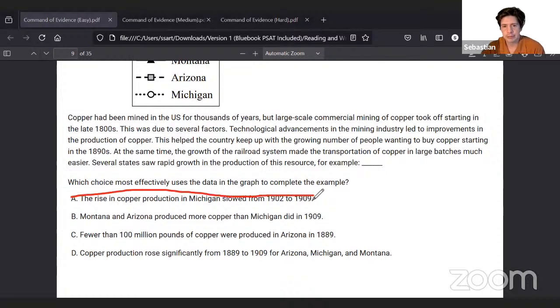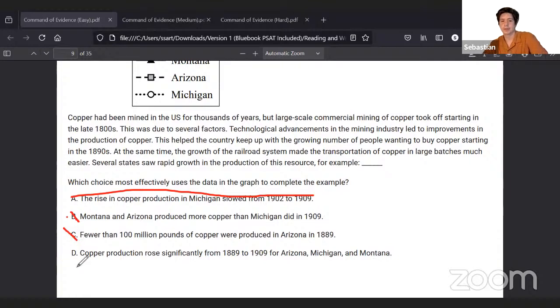B, Montana and Arizona produced more copper than Michigan. Again, that's comparing between two states when you want to compare all the states across time. So it's probably not that. C, fewer than 100 million pounds of copper were produced. Again, that's not about the growth. So even if that were accurate, it doesn't work. D, more than 100 million pounds of copper were produced in Arizona in 1889. Again, not really what we're looking for. So it's probably the other one.